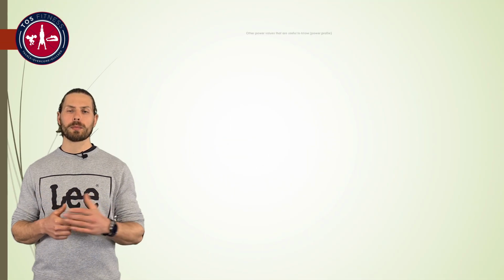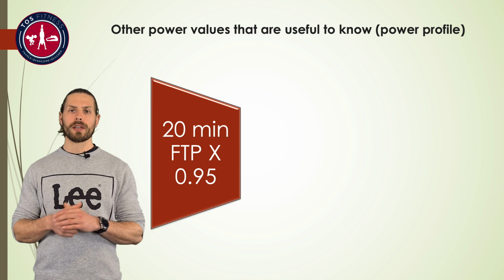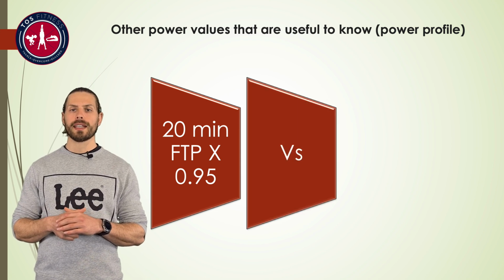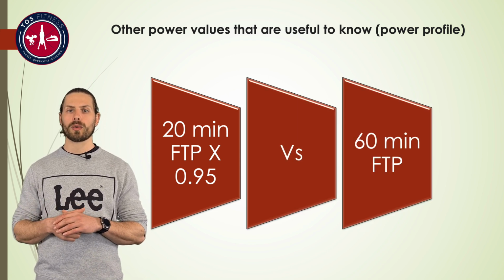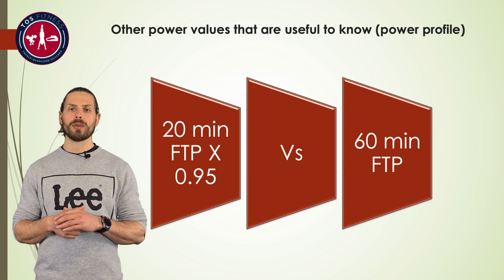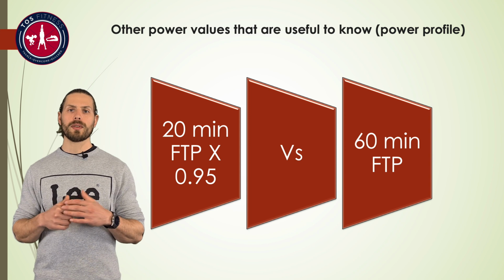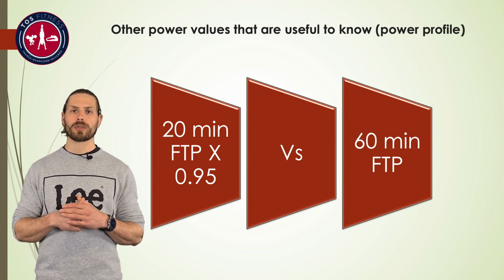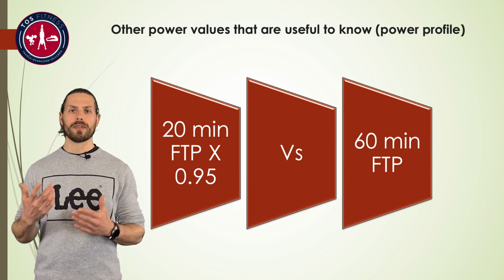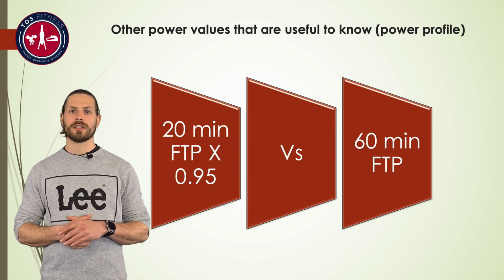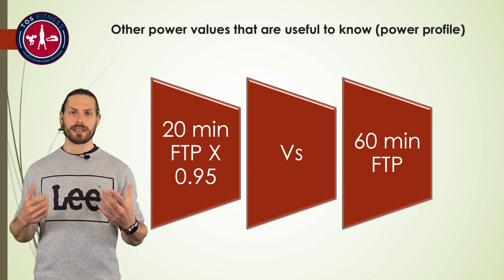If you take the result from the 20-minute test and multiply it by 0.95 and then compare that number to your 1 hour test result, then you can see if the numbers are closely matching. That means that you can actually sustain your functional threshold power over 1 hour with that 5% loss. It also tells me that your pacing is excellent.